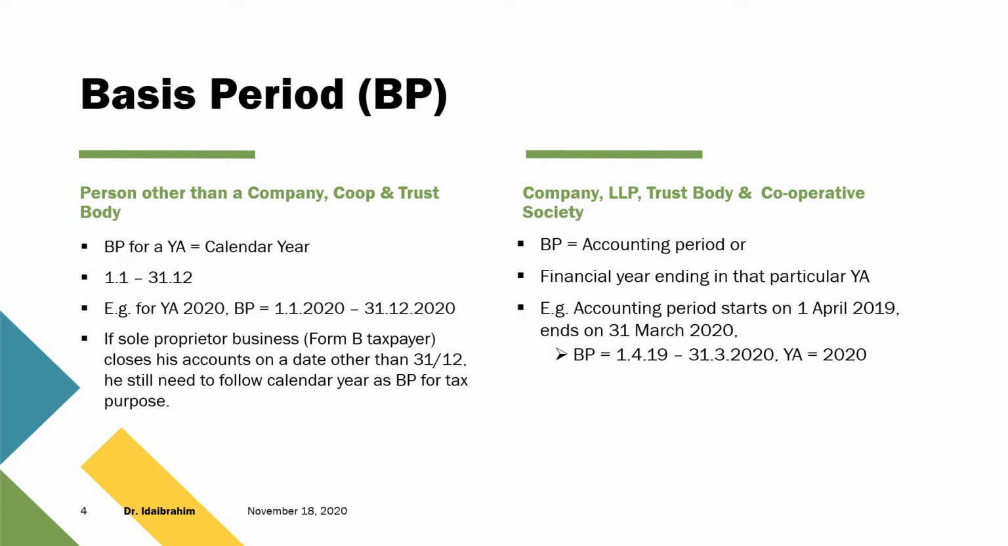Next is company, LLP, trust body and cooperative society. For this category, the basis period is equal to the accounting period, which means that whatever accounting period the company prepares, we can accept it as the basis period, or the financial year end in that particular year of assessment. So a company may close its accounts anytime during the year, not necessarily on 31st December.